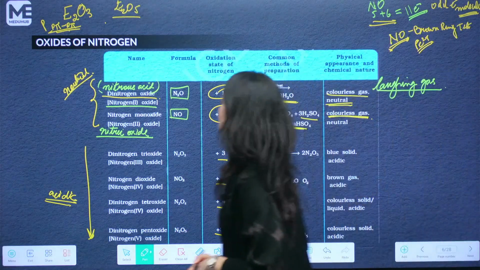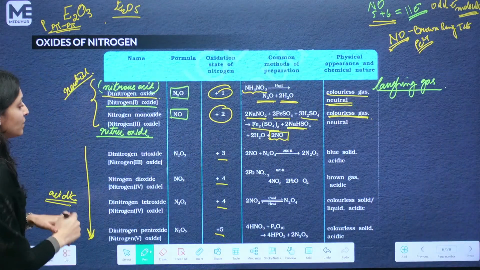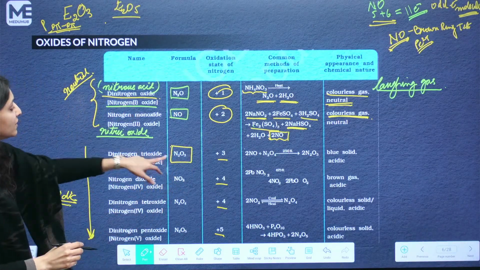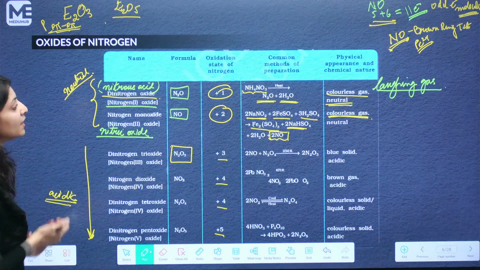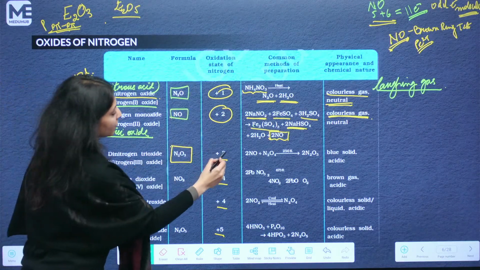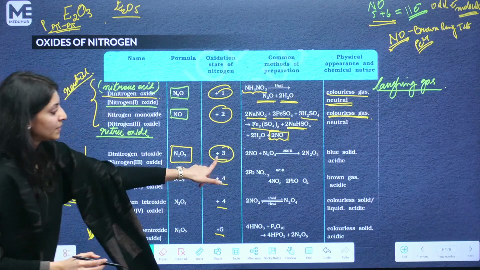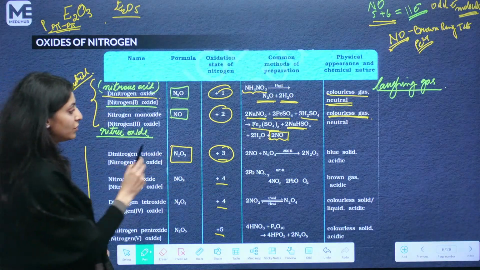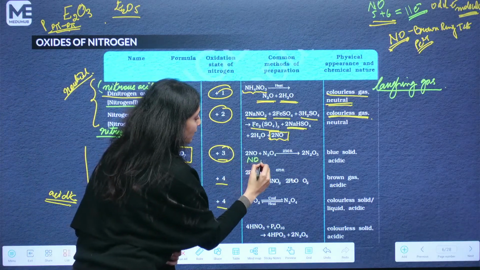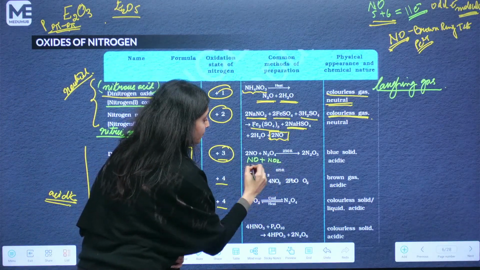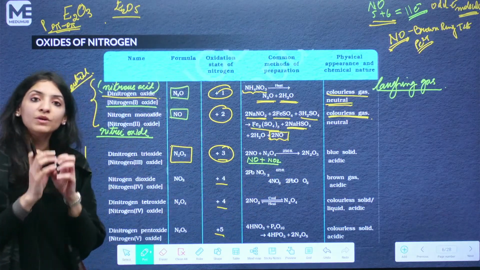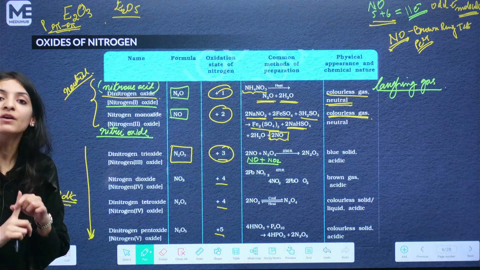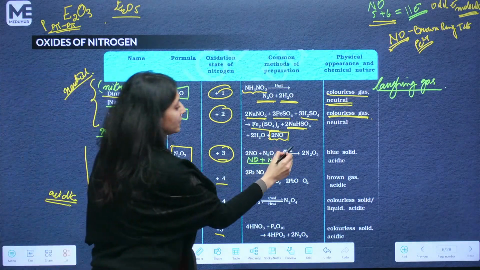Okay. Next is dinitrogen trioxide, N2O3. There is no other name for it. It is dinitrogen trioxide. Here the oxidation state of nitrogen is +3, right? It is formed by condensing an equimolar mixture of NO and NO2 at a low temperature. So it can be prepared only at a low temperature of 250 Kelvin.